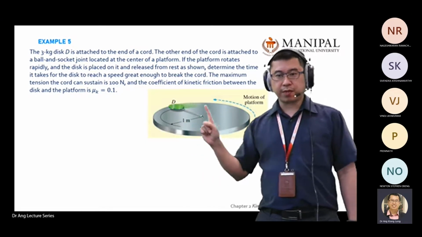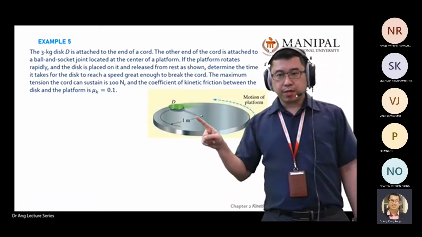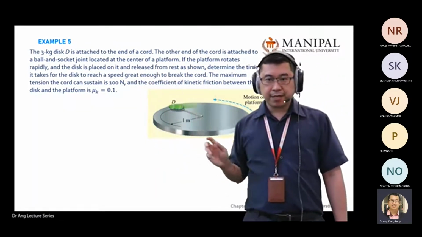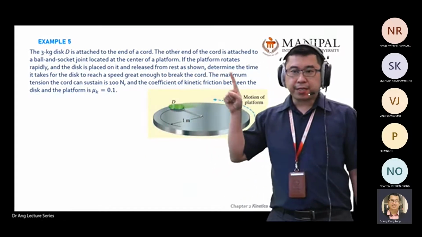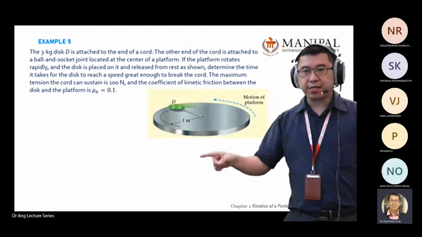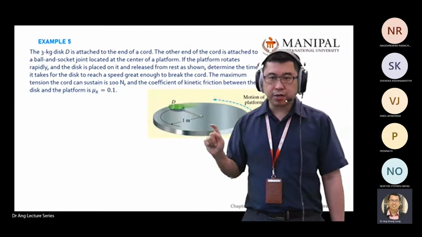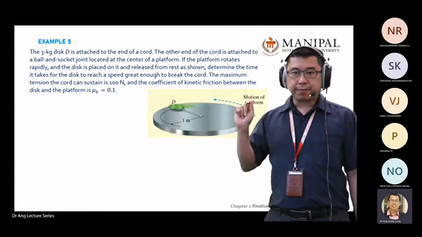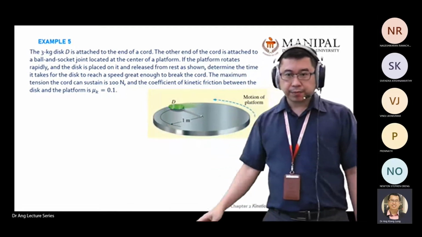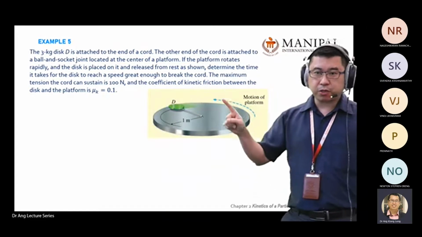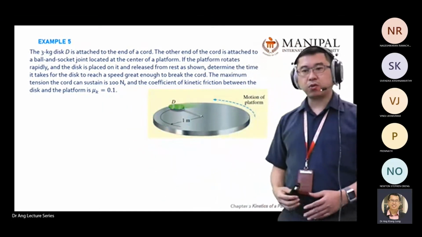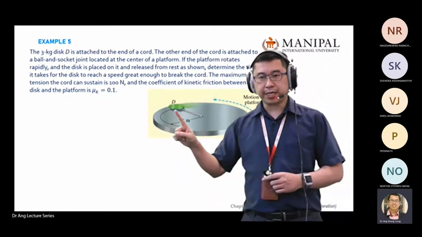So when this spins with the platform, the question asks you about the tension of the cable, right? So if you read through, basically it asks you, after you release, determine the time it takes for the disc to reach a speed great enough to break the cord over here. It means it will spin at a certain speed, then this rope, this cord here, is going to break. And it gives you that the maximum tension to break this rope is 100 Newton. The coefficient of friction between the plate here and the platform is 0.1. So basically you're focusing on object D here.